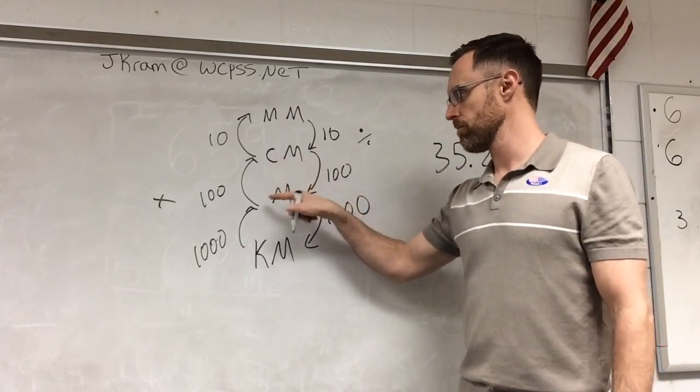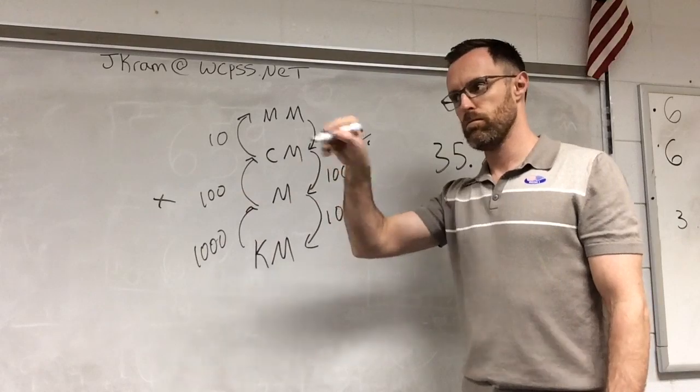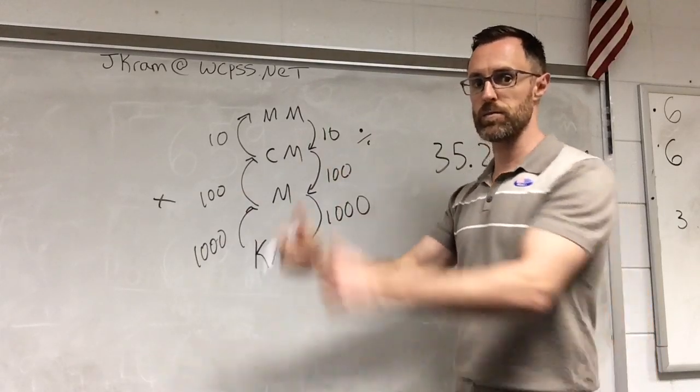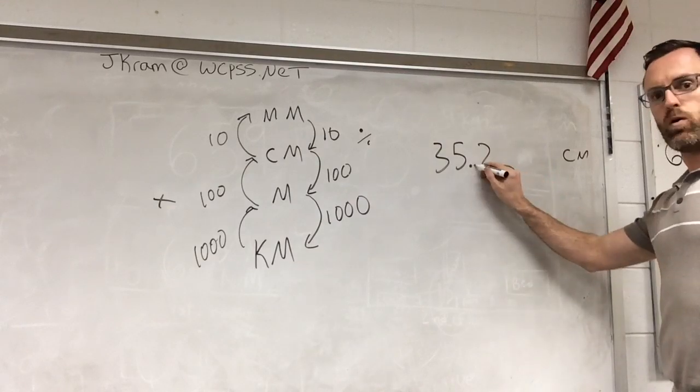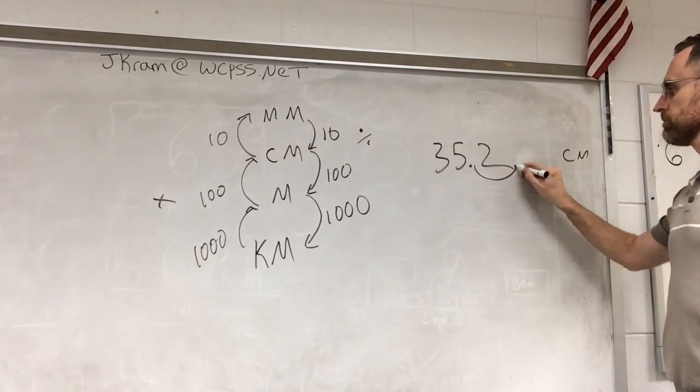All right, 100. 2 zeros, 2 hops, multiplying, which means I'm going this way, right? Okay, check it out. 1 hop, 2 hops.